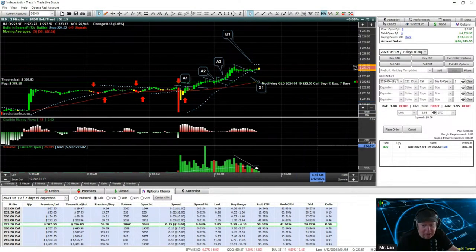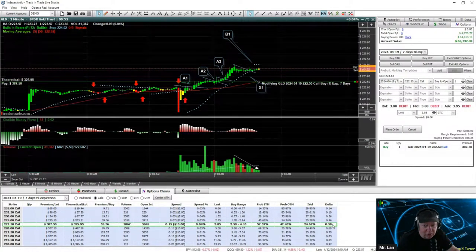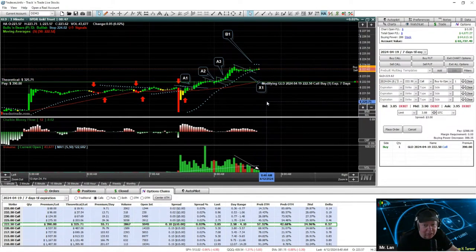Okay, so it's a delta of 58, which means one option represents 100 shares, but that's only at expiration. Right now, it represents 58 shares. That's what delta is. Delta tells you it's going to trade as if you owned 58 shares. It's going to make the same amount of money as if you were trading 58 shares. If it goes down, it's going to go 57 shares, 56. That's called convexity as it goes down the scale. If it goes up the scale, it's called convexity.